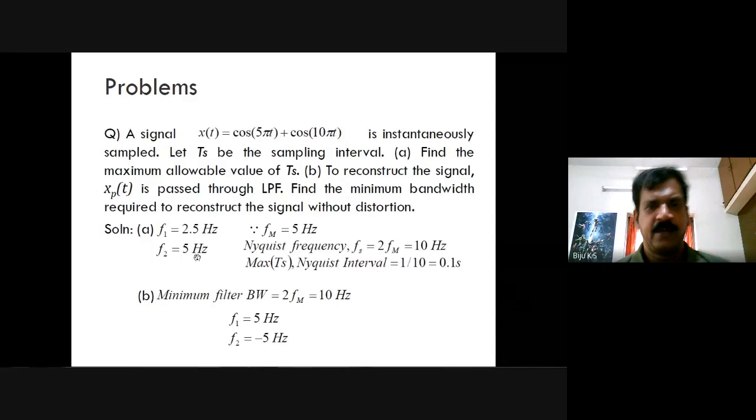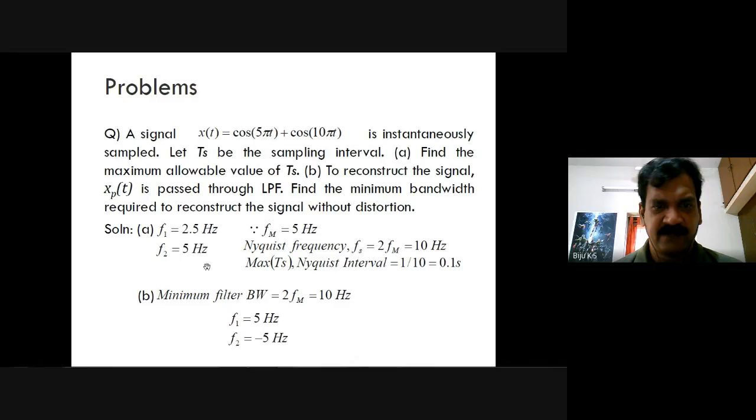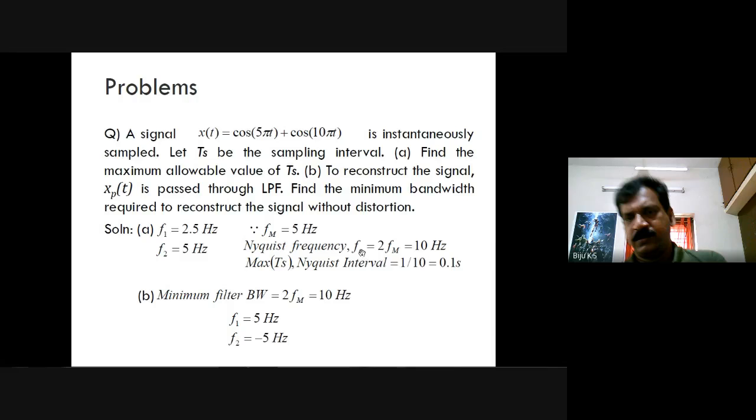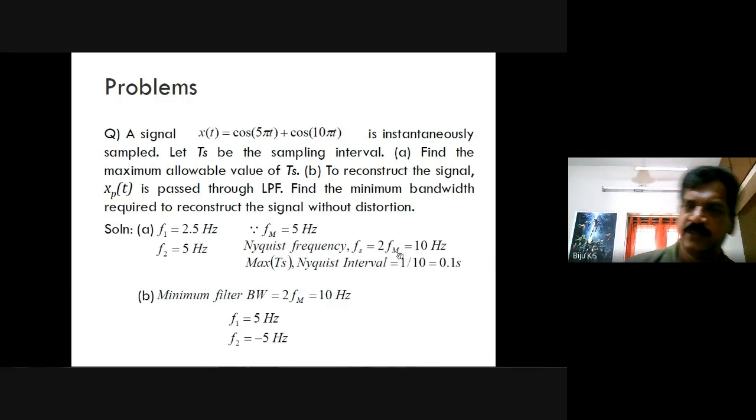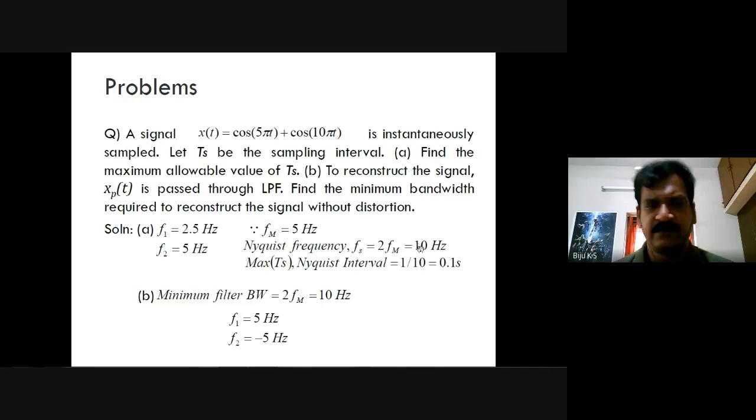And what does the Nyquist rate mean? From these two signals, one is 2.5 and another is 5. From these, the highest value is 5 hertz. So the Nyquist rate is twice the highest frequency. So the sampling frequency Fs should be twice F, that is equal to 100 hertz. So twice this 5 hertz, which is equal to 10 hertz.